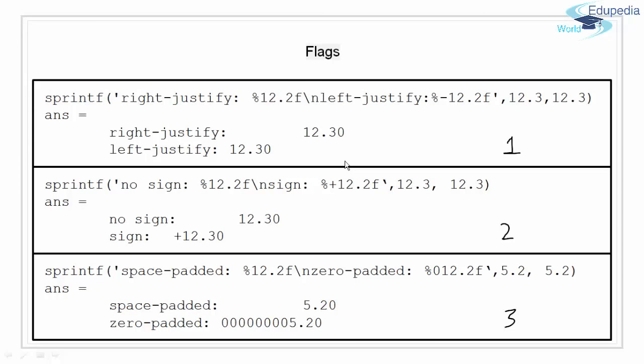Example 2 demonstrates how to display a positive sign for a positive number. The default is to omit the positive sign. So we have a %+12.2f that says to display the value with the positive sign. Example 3 demonstrates padding. Here padding to the left is done with spaces or zeros. The default is to use spaces.